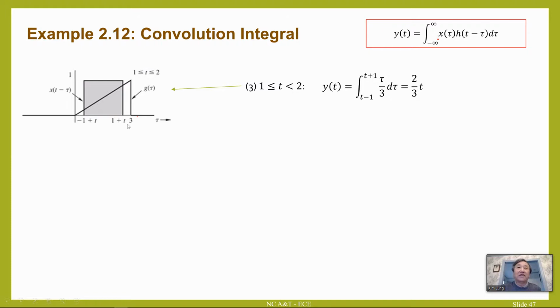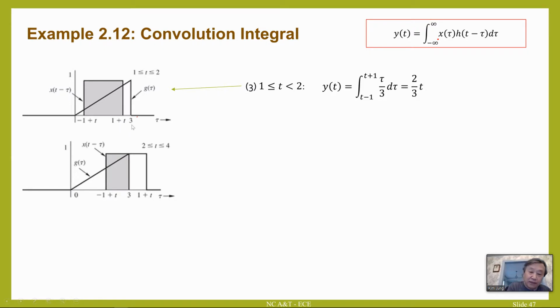Now this one is the completely overlapping case. The rectangle is inside of the g of t triangle, so this is the result. Next, move it further. Further move means this last position moves a little bit more, and eventually you find a partial overlap.